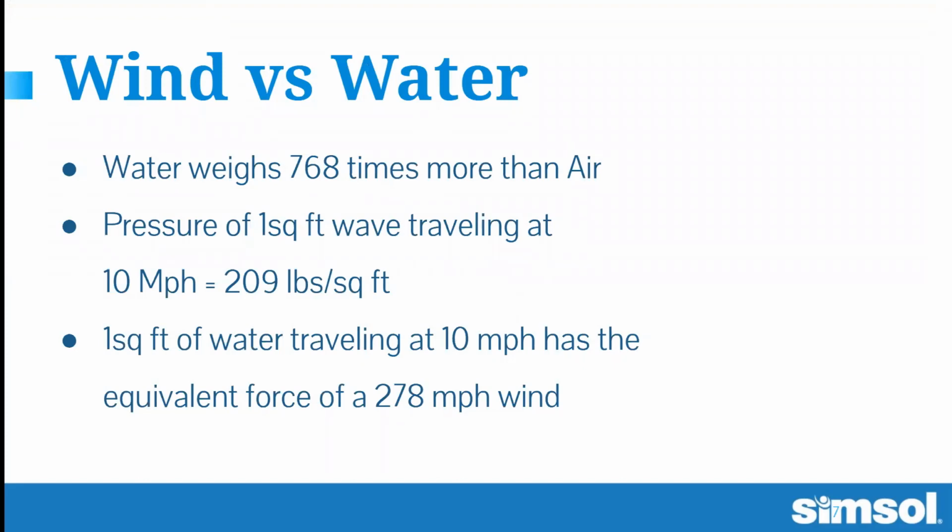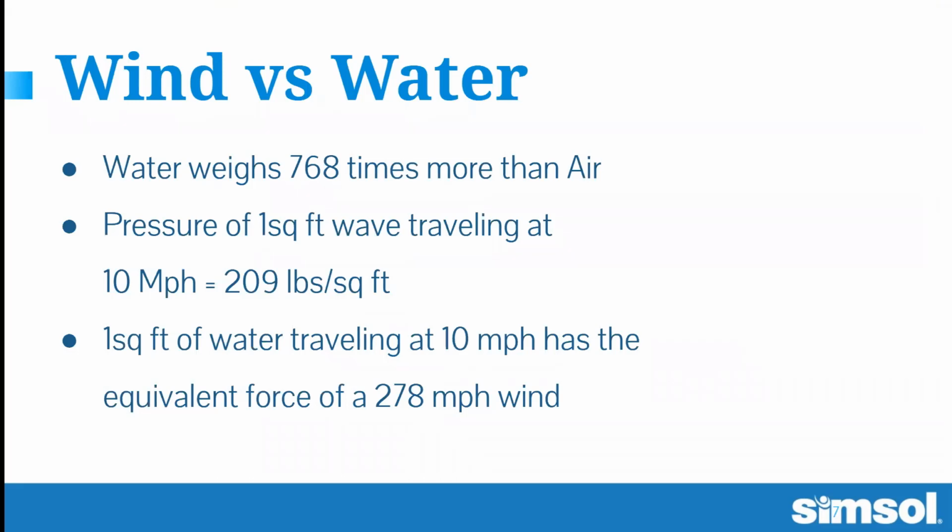So when we talk wind versus water, it's important to realize that water weighs 768 times more than air. Just for instance, if you had a plastic gallon milk jug sitting on your table, empty, but it's full of air, that's pretty easy to pick up. But if I have a gallon of water in the same jug, that weighs about 8 pounds. So you're talking about a substantially more dense liquid in water than air.